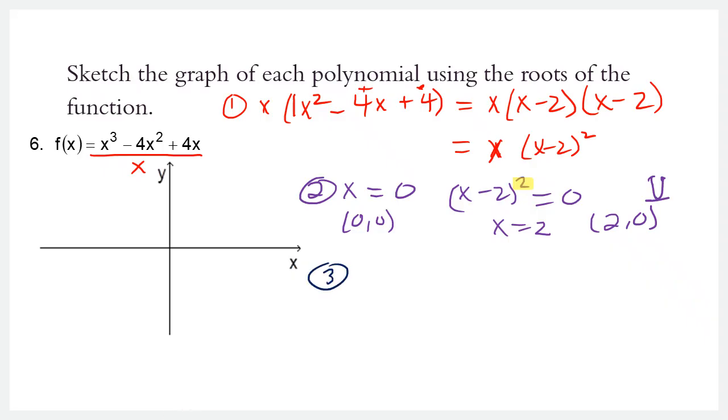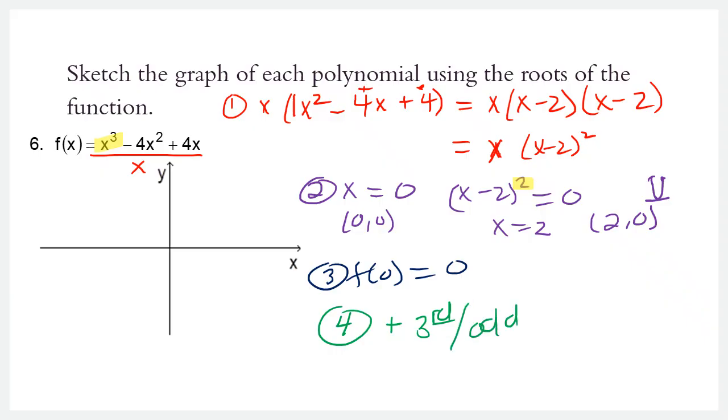Next is your y-intercept, your f of 0, and because we have an x-intercept at 0, that means that our y-intercept is 0. And then lastly is figuring out the degree of our polynomial, which is super easy if we go back to the original. So going back to the original, here is our degree and leading coefficient. Our leading coefficient is positive, and our degree is third degree, which makes it odd, right? So third degree odd means that on the right side, we're going to be going up, but on the left side, we're going to be going down.